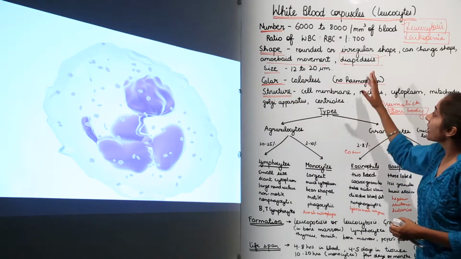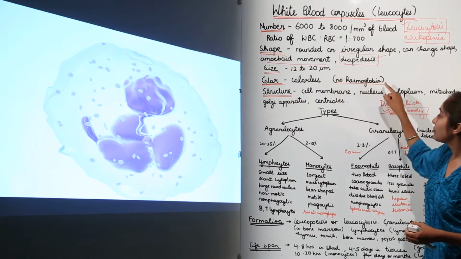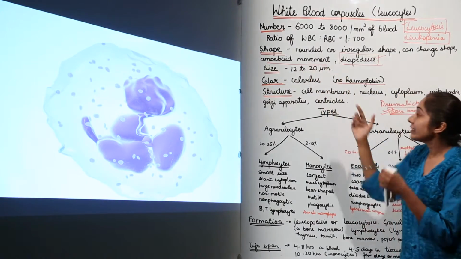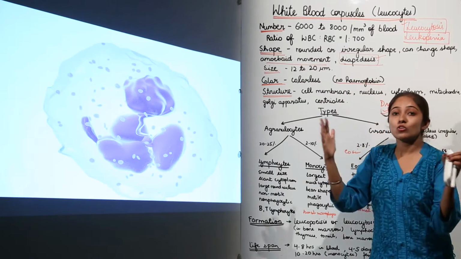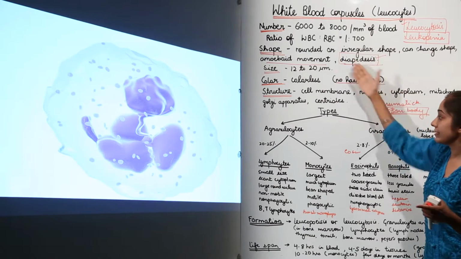So remember that the main important points regarding WBCs are that they do not contain hemoglobin, they have a nucleus, and they show amoeboid movement, and this helps in the squeezing out of the leukocytes from the blood capillaries, which we call what? This process is known as diapedesis.